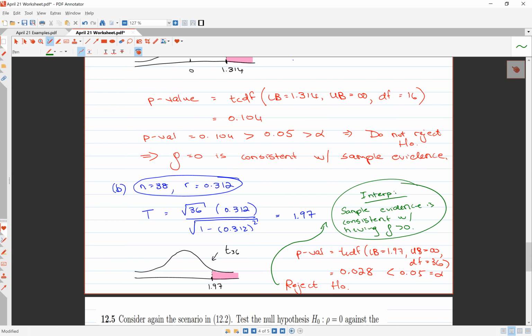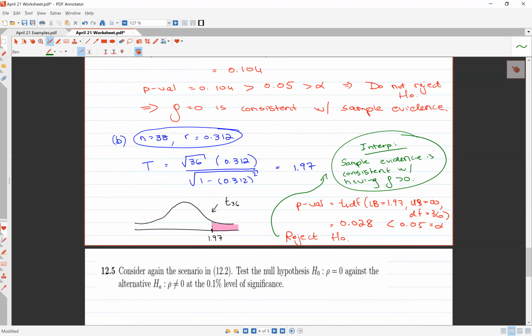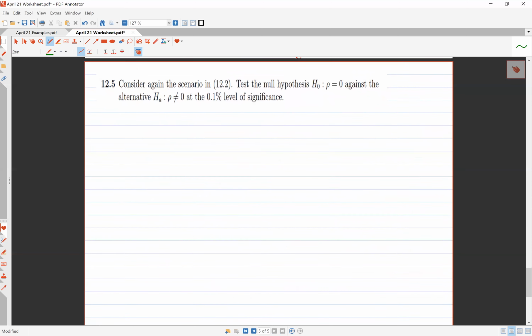I'd prefer at that point you write it out in words, but just crammed in, rho greater than 0, so positive correlation value. Thank you. Yeah, so one more example here that we can look at.